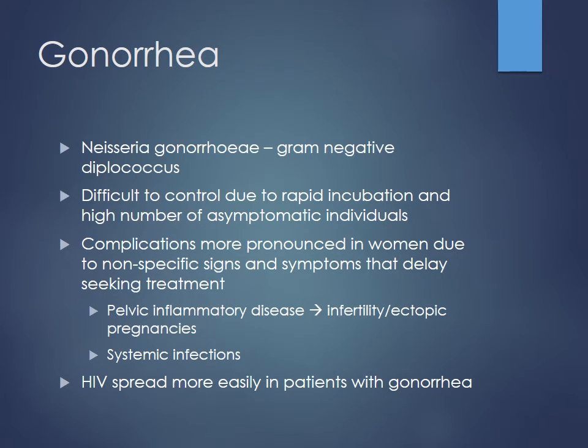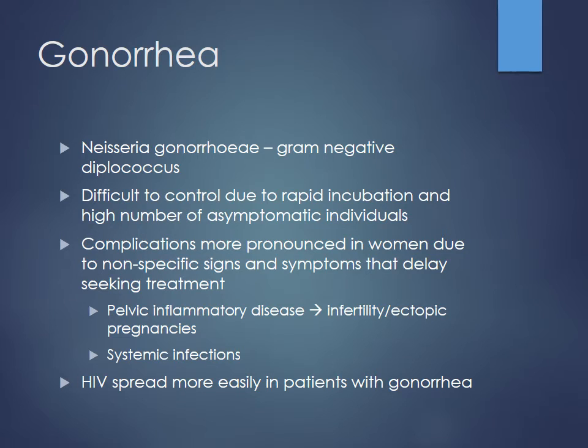So we're going to talk about a few sexually transmitted infections, or STDs, however you like to call them. First one is going to be gonorrhea. So this is going to be a gram-negative diplococcus. It's kind of difficult to control. We see that there's a lot of asymptomatic individuals for this, right? This is kind of the problem with a lot of these STDs, is that a lot of patients, especially male patients for whatever reason, tend to be more asymptomatic, and so it continues to spread, right?